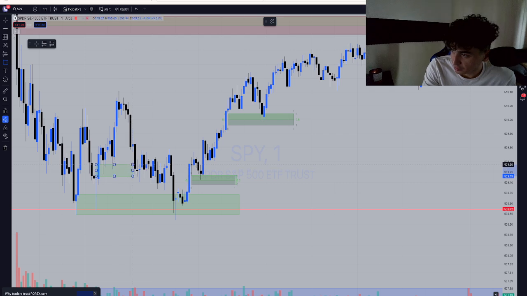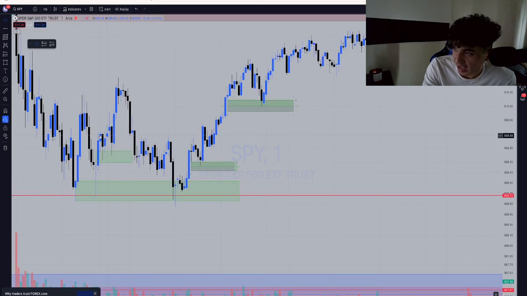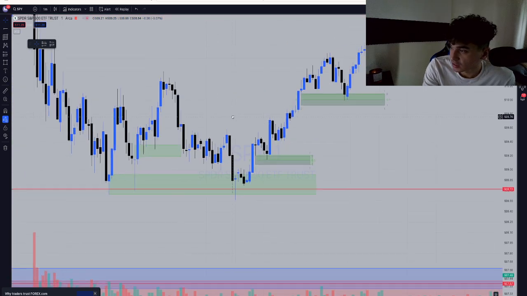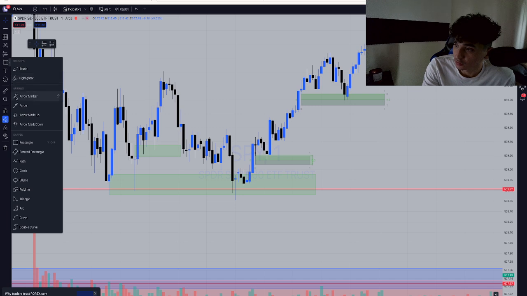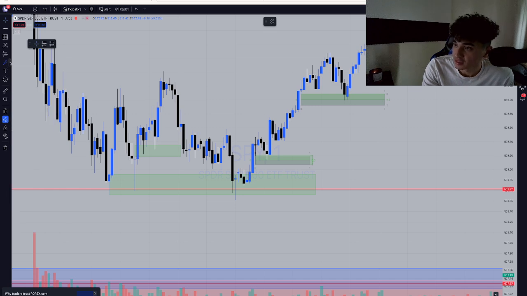Boom, and then you can pretty much see that price tapped into the fair value gap almost immediately after that fair value gap was created. But what did we see most importantly? We saw that price was heavily holding up that fair value gap.